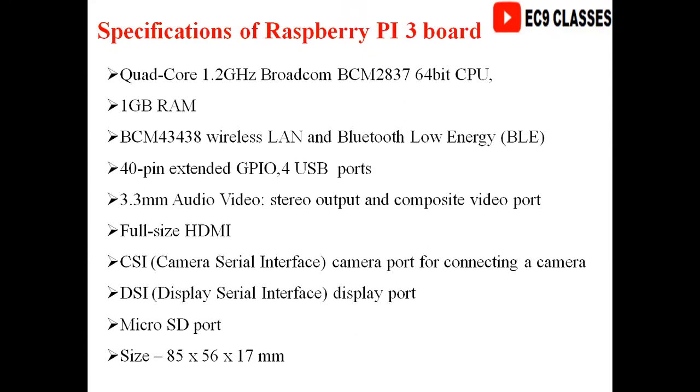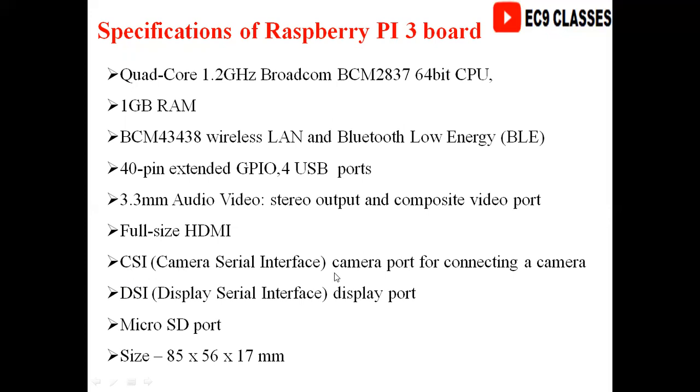Next, let us see the specifications of this Raspberry Pi model. It has a quad core 1.2 gigahertz processor, and it is a 64-bit CPU, and it has 1 GB RAM, and wireless LAN and Bluetooth are also available. 40 pin extended GPIO and 4 USB slots, and a 3.5 mm audio and video port. Next, an HDMI port is available. All these are nothing but Raspberry Pi 3 model specifications. Okay, remember this one. These are Raspberry Pi 3 model specifications, not the Raspberry Pi 4 model.